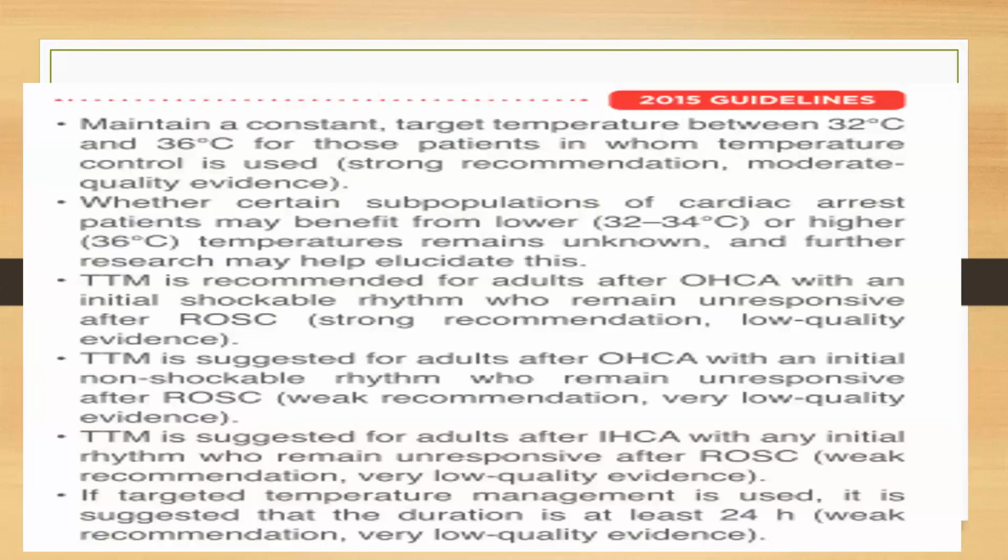So according to the 2015 guidelines, they state what we should do for temperature management. They suggested we should maintain a constant temperature between 32 degrees Celsius and 36 degrees Celsius for those patients in whom temperature control is used. It was strongly recommended by them, and moderate quality of evidence was provided. Whether certain subpopulations of cardiac arrest patients may benefit from a lower or higher temperature remains unknown, and further research may help elucidate this.